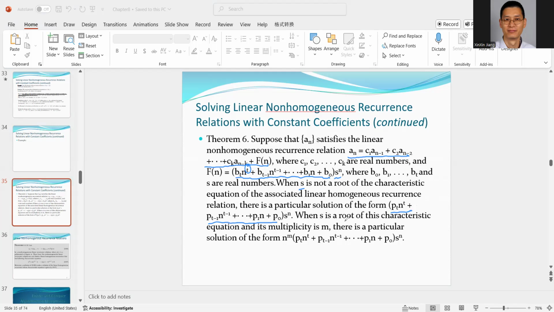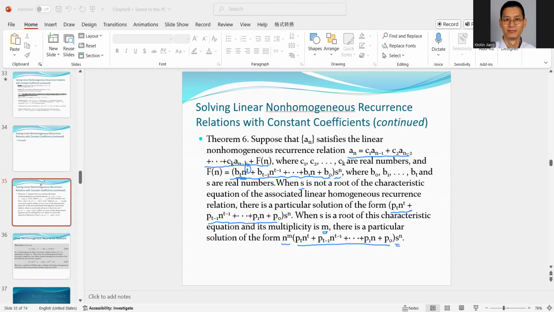When s is a root of this characteristic equation and its multiplicity is m, this m comes from the homogeneous part. Then a particular solution would have the form of n to the m, where m is the multiplicity, and then multiplied by this general polynomial with degree t, the same as the original degree, and then times s to the n. Okay, what does that mean?